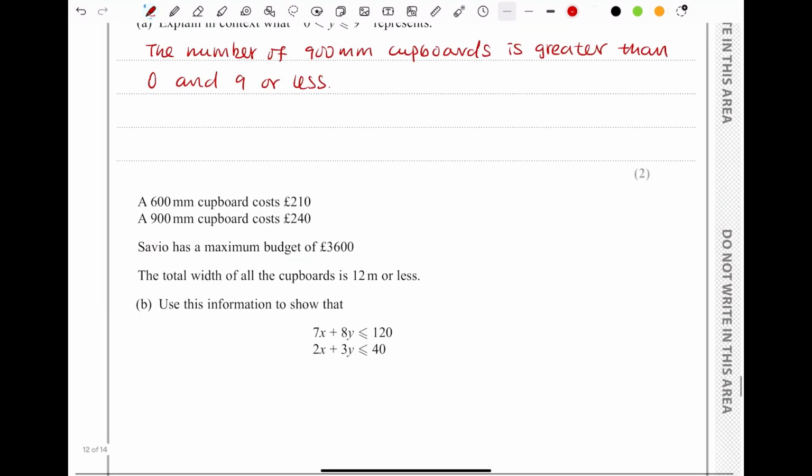Now we are also told that 600mm cupboards cost 210 and 900mm cupboards cost 240. Sevier has a maximum budget of 3,600 and the total width of all cupboards is 12 meters or less. We need to use the information to show that 7x plus 8y is smaller than or equal to 120 and 2x plus 3y is smaller than or equal to 40. Now we know the total cost needs to be smaller than or equal to 3,600. We have x amount of 600mm cupboards, each costs 210.